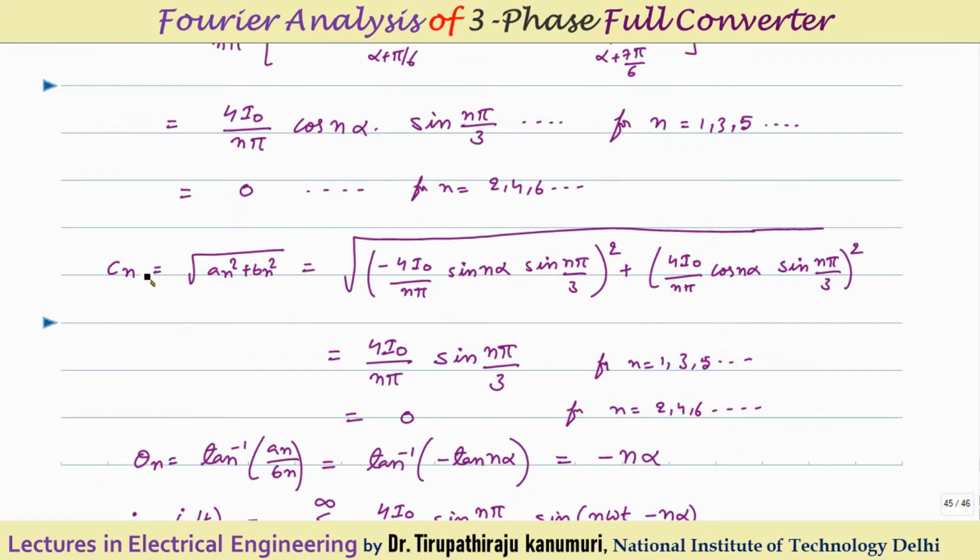So now I can tell that Cn will exist only for the odd numbers. For even numbers it is 0. For odd numbers it will be equal to the square root of An square plus Bn square.